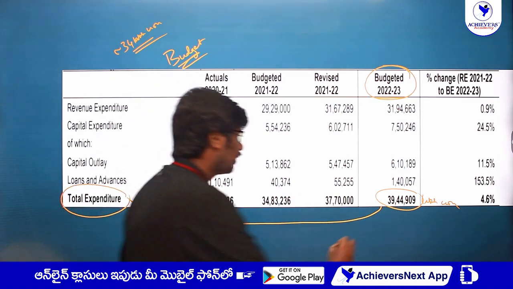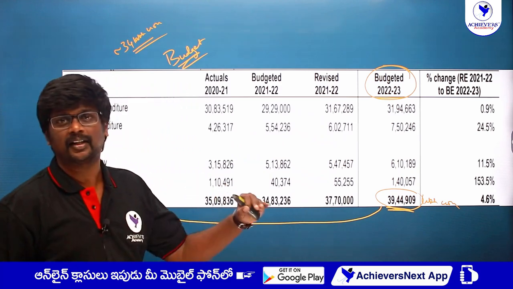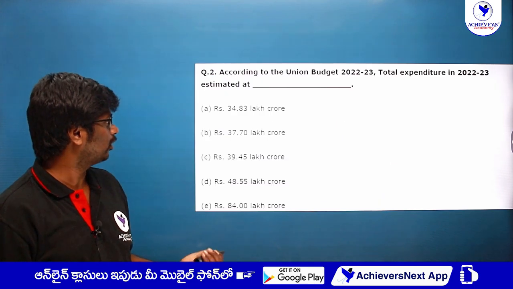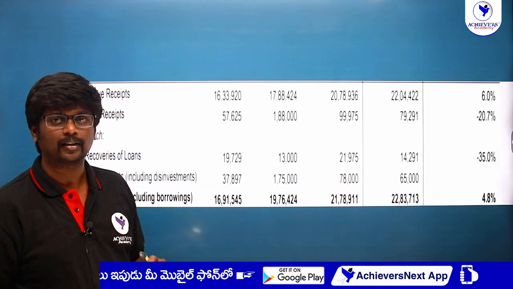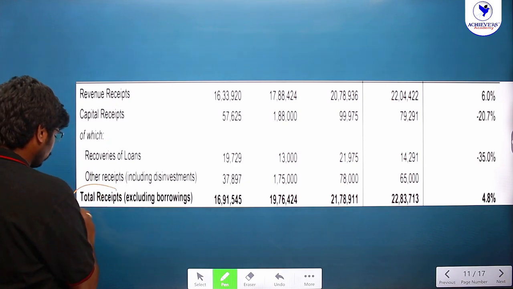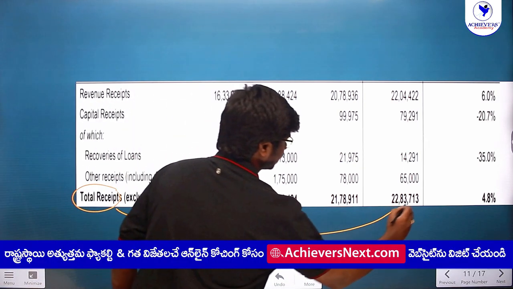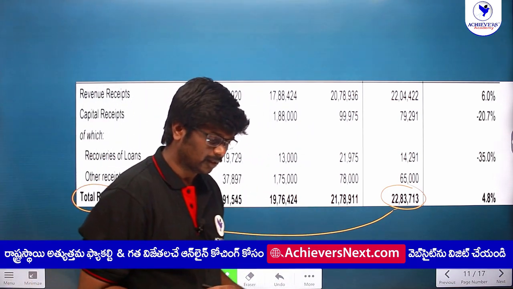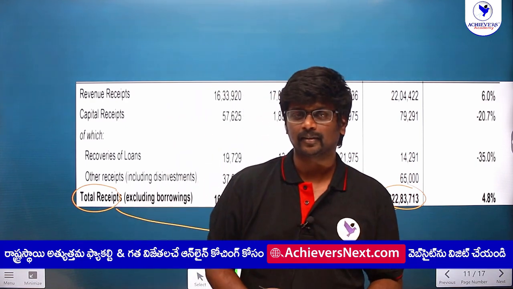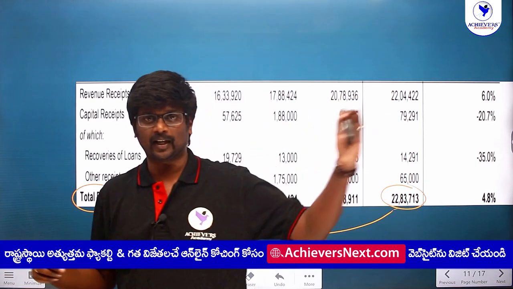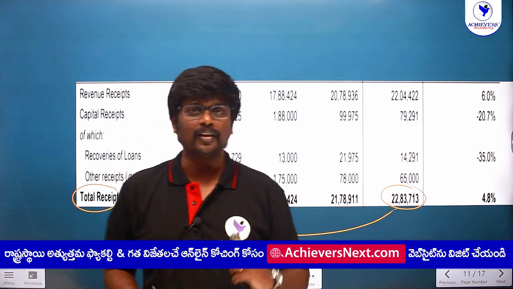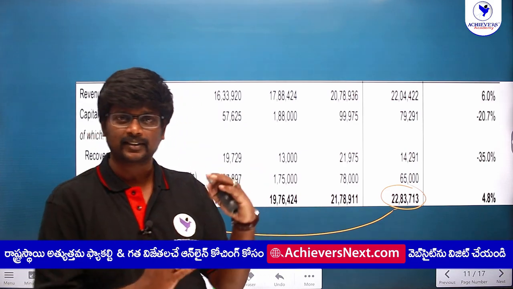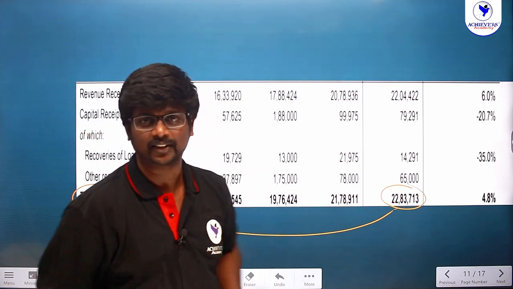So obviously, revenue kuda, when the expenditure is 39 lakh crores, the revenue also should be 39 lakh crores. So in the next table we'll see whether it is 39 lakh crores or not. So chudandi, total receipts is 22 lakh crores. Adenti, what we have said, the receipt should be equal to expenditure, right? But expenditure is 34 lakh crores and your receipts is 22 lakh crores. There is a shortfall. So where does the government get that money from is a matter of discussion.